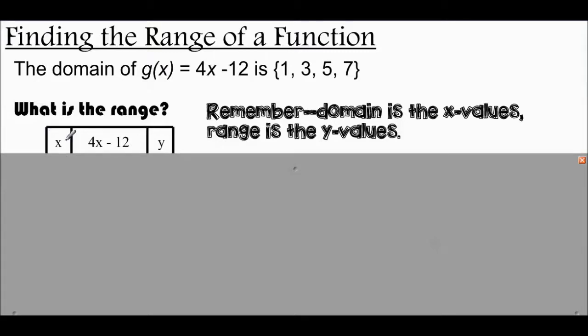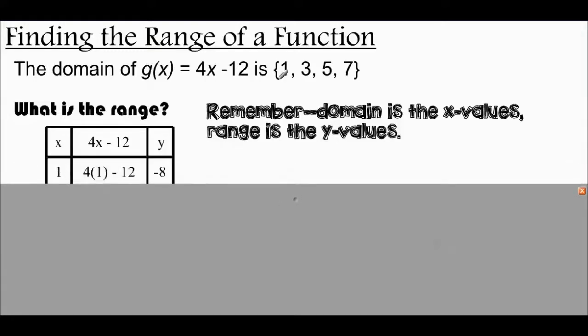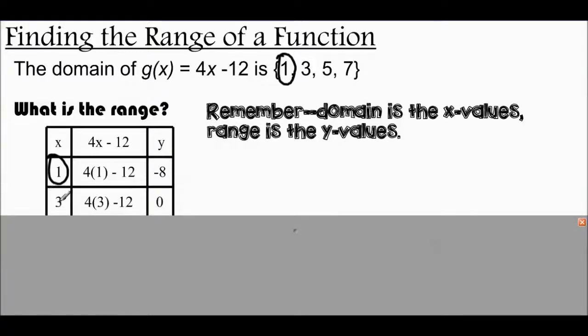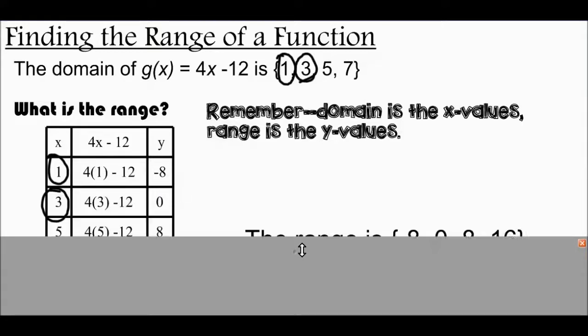So I have myself a function table right here, and I can substitute those values in. So if I put 1 in there, which is our first part of the domain, 4 times 1 minus 12 is negative 8. Then I'm going to put 3 in there. You can see that's the second part of my domain. So 4 times 3 is 12. 12 minus 12 is 0.